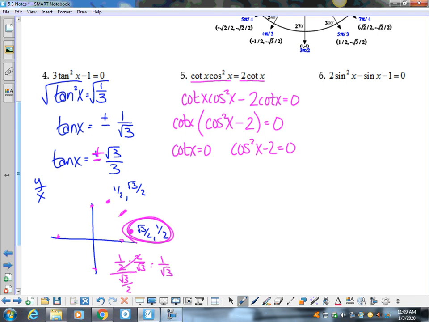The first one's ready to go. The second one, I'm going to add 2. And then I'm going to root both sides, which means there's a plus or minus.